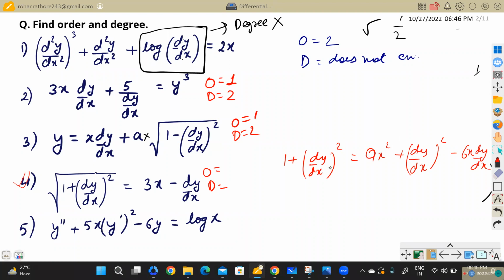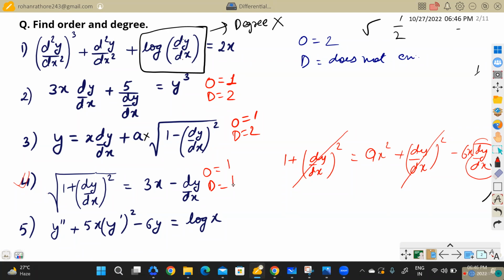Okay, so now we can see that the terms dy over dx and dy over dx to the whole square cancel out from both sides, because it's the same. So now we are left with only dy by dx. So what is the order and degree? Order is 1 and degree is also 1.